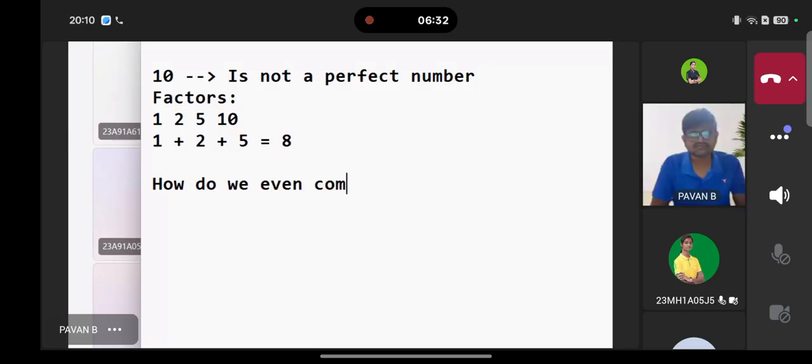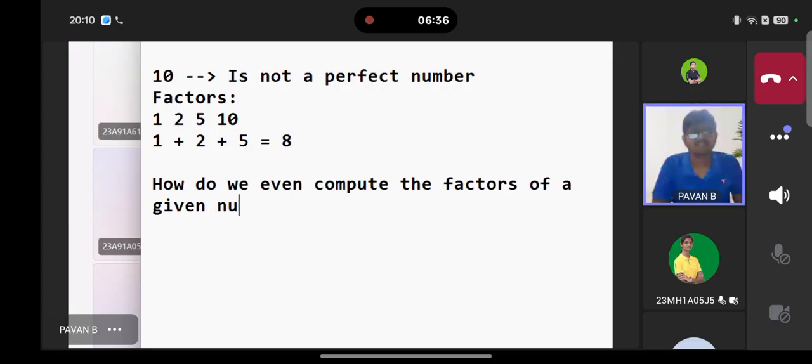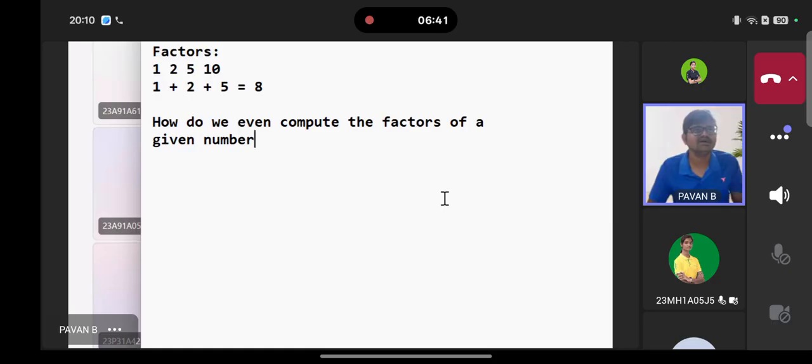So first, let us ask the basic question that we learned in the first semester. How do we even compute the factors of a given number? The very first logic that you will learn in your first year is something called intuition. Intuition means we try to algorithmically write the code for what our brain does to find the factors of a number. For instance, if I ask you the factors of 10, you would simply say 1, 2, 5, 10.